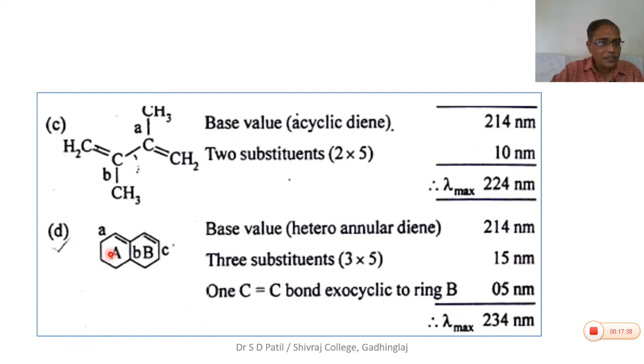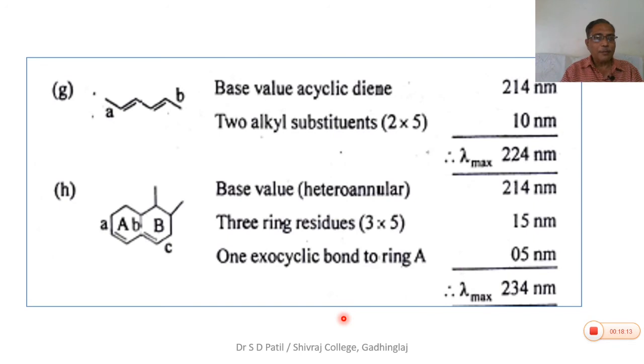Then consider both the rings. A and B rings are there. The double bond in the first ring is exocyclic to ring B. So one carbon-carbon double bond exocyclic to ring B gives an increment of 5 nanometers. So we get the total 214 nanometers plus 15 nanometers plus 5 nanometers gives 234 nanometers. Let us consider two more examples.